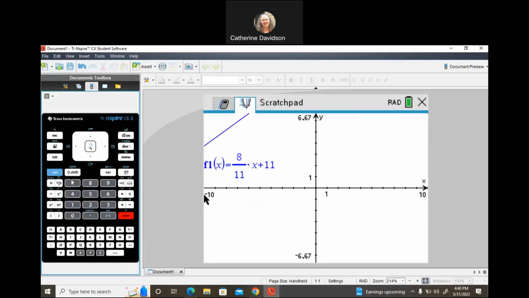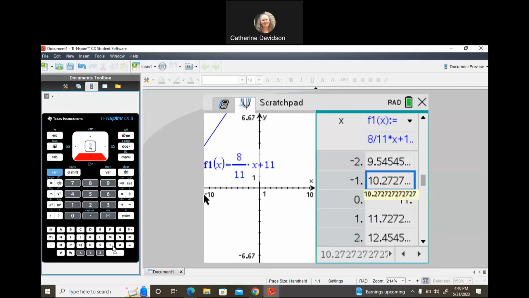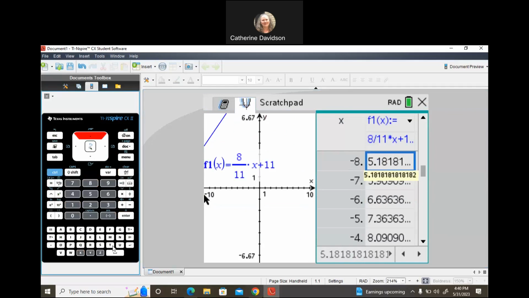It's irrelevant how good of a picture it is. We just need 2 points. So we're going to use the table. Control T. Okay, 0, 11 and negative 11, 3.